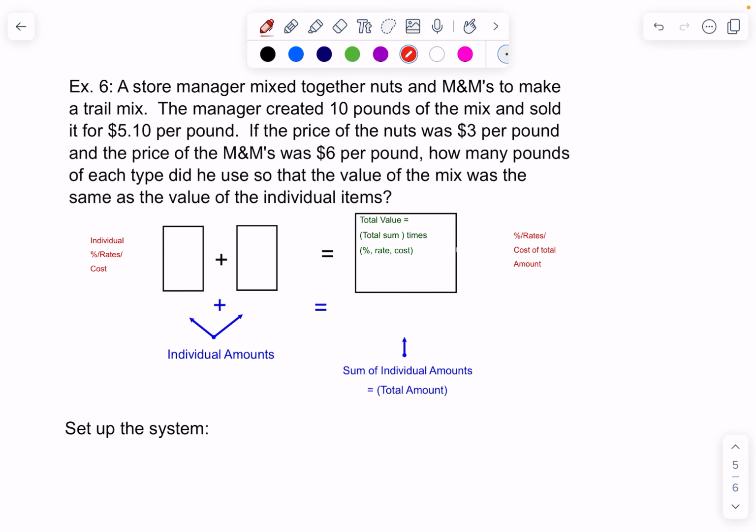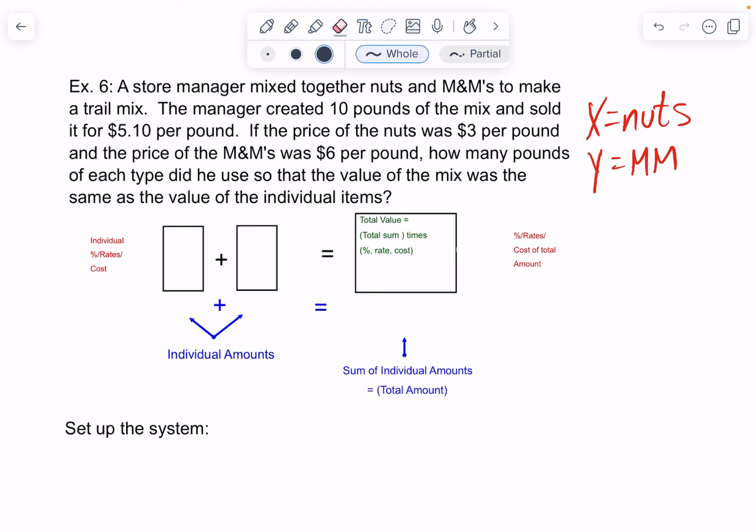A store manager mixed together nuts and M&Ms to make a trail mix. The manager created 10 pounds of the trail mix and sold it for $5.10 per pound. If the price of the nuts was $3, which I'm going to call X nuts, per pound, and the price of the M&Ms, which I'm going to call Y, was $6 per pound, how many pounds of each type did he use so that the value of the mix was the same as the value of the individual items?